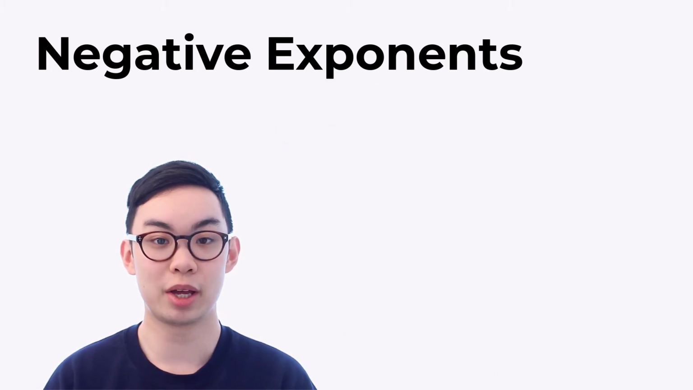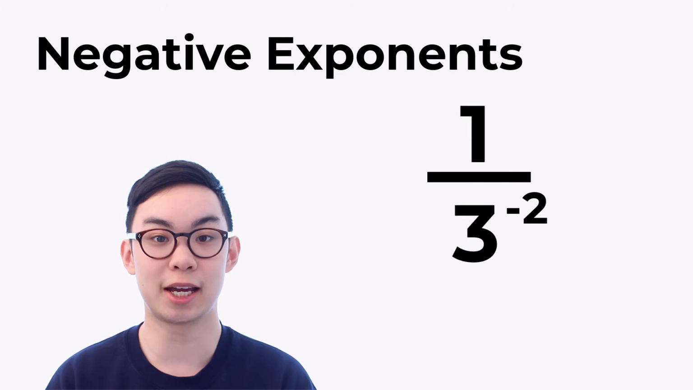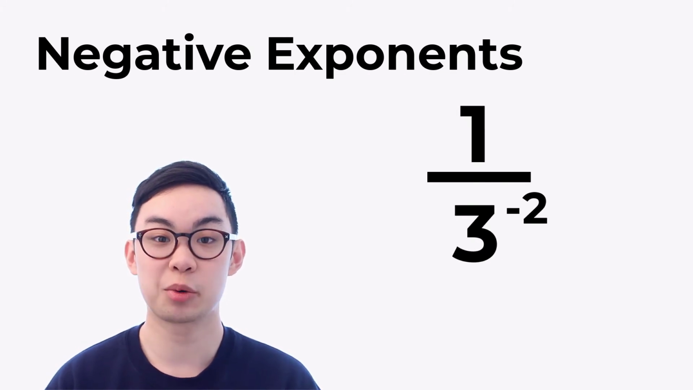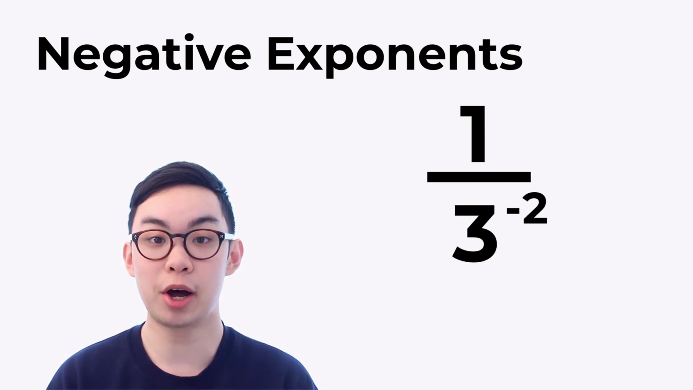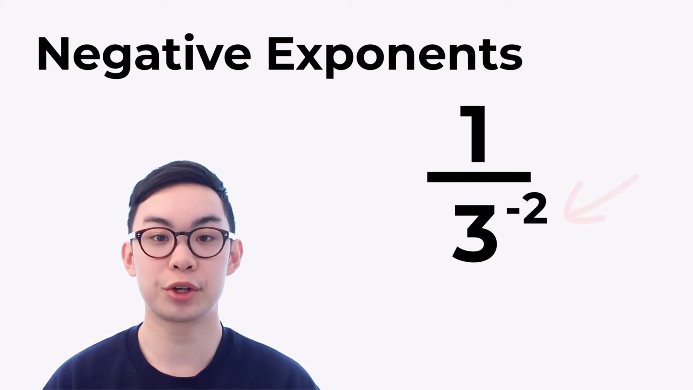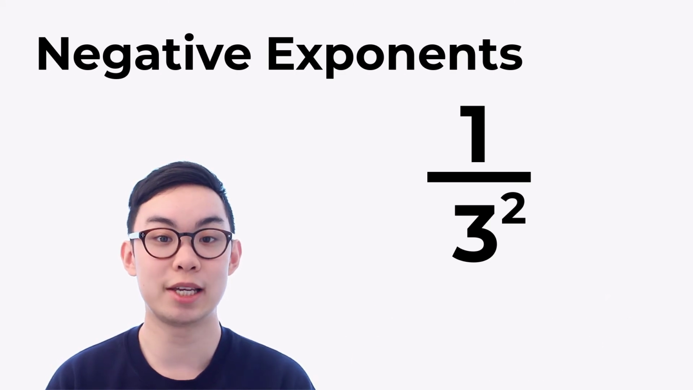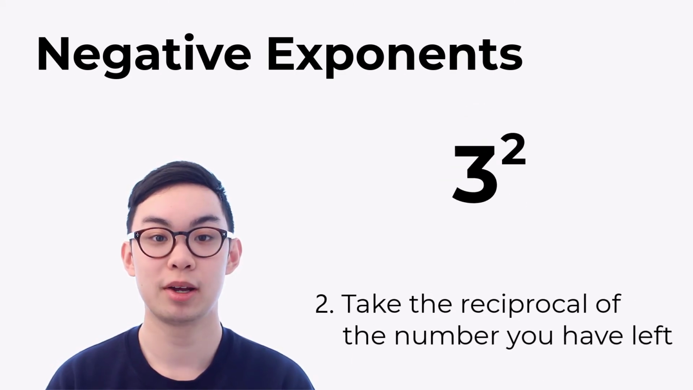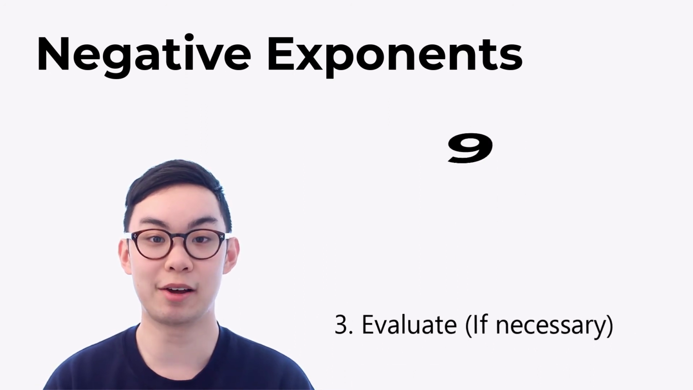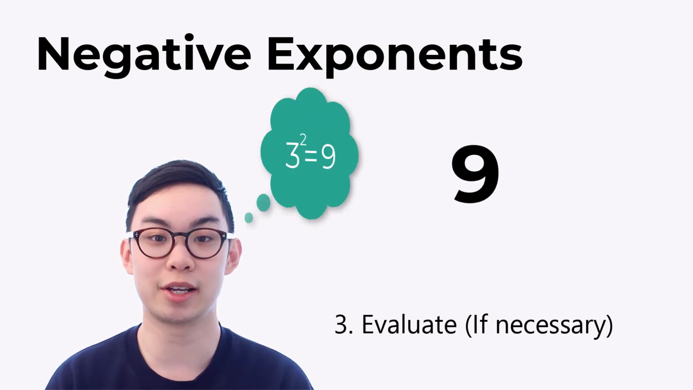In this one, we have 1 over 3 to the negative 2. In this case, we're going to have the negative exponent on the bottom. That's not an issue. We're just going to apply the three-step process again. First, we're going to remove the negative. Then we're going to take the reciprocal of this number. And then, because it's a number, we're going to evaluate. And then we'll be left with 9, because 3 squared is equal to 9.